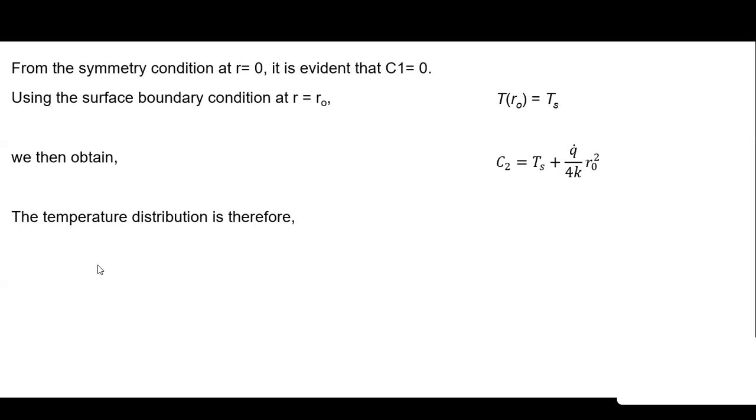You can use these values of C1 and C2 in the temperature distribution, and the temperature distribution will take this type of form. It will become Ts plus Q dot R0 square upon 4k in bracket 1 minus r square upon R0 square. So at any radius r, you can find out the value of temperature up to R0. So we can put the value of r right from 0 to R0. Now if you put r is equal to 0, in this case you will get the maximum temperature, of course, because it is at the center line.